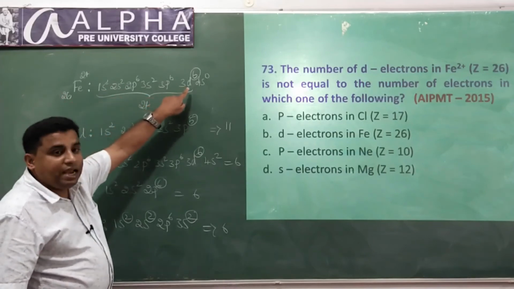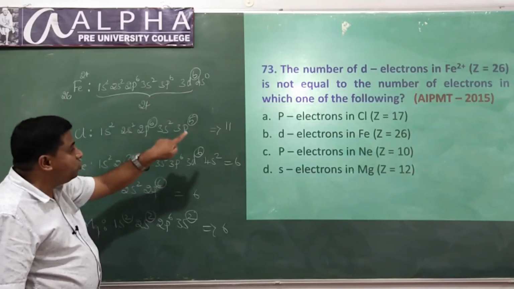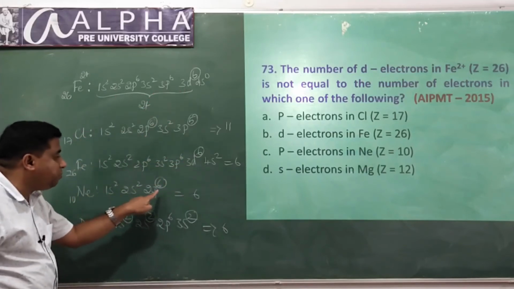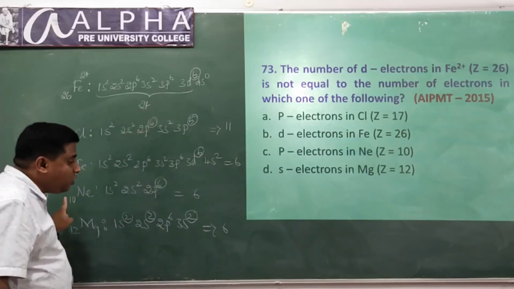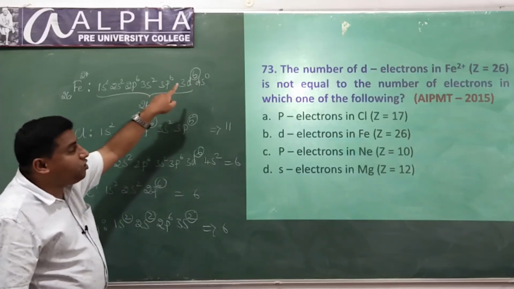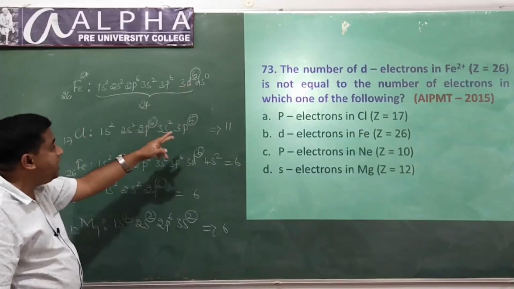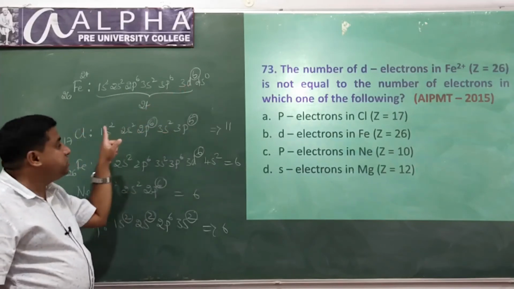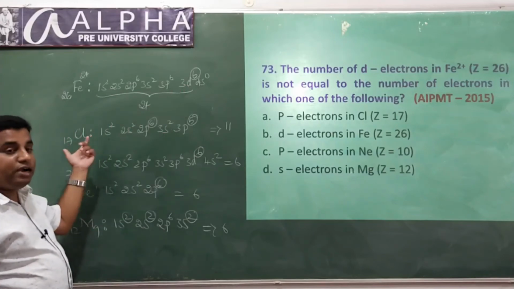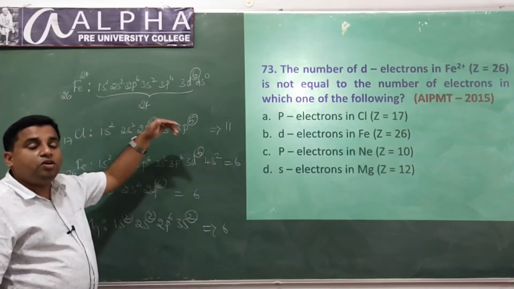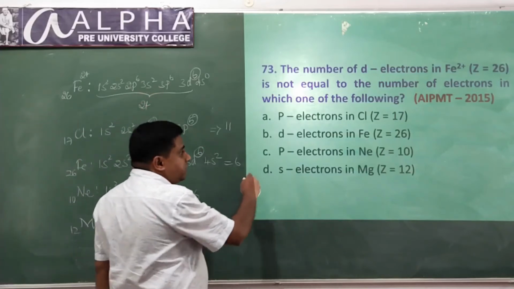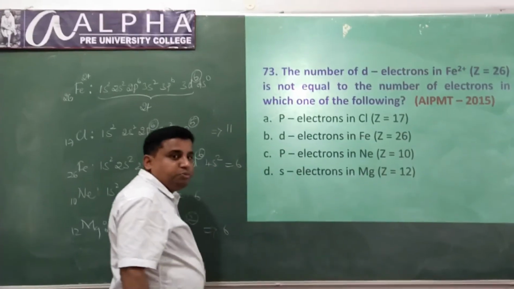The total number of d electrons in Fe2+ is equal to the number of d electrons in Fe, the number of p electrons in neon, and the number of s electrons in magnesium. But the number of d electrons in Fe2+ is not equal to the number of p electrons in chlorine. The total number of p electrons in chlorine is 11, and the number of d electrons in Fe2+ is 6. They are not equal. Hence the correct answer is option A.